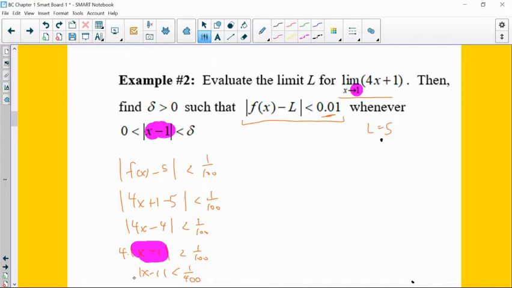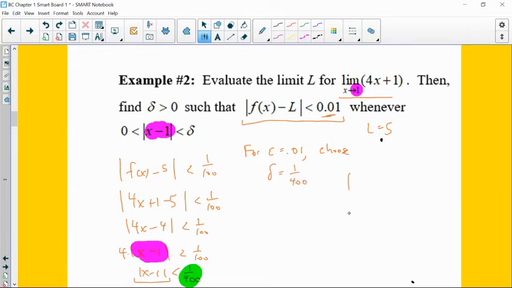And as soon as I can establish that, then I know that that value over here becomes my delta. So I can highlight that. So here's your delta. So for epsilon equal 2.01, choose your delta equal to 1/400th.